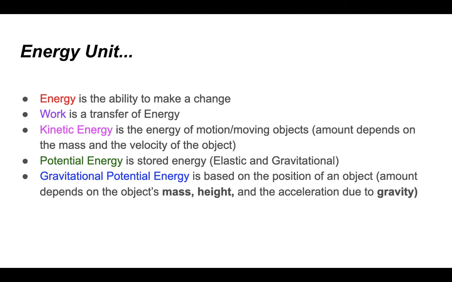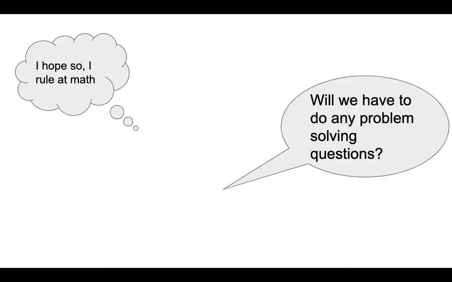And we learned about potential energy. It could be either elastic potential energy, like wound up in a rubber band, or gravitational potential energy. And for gravitational potential energy, we also learned that we have to keep in mind some factors that determine it, namely the mass, the height, and the acceleration due to gravity, wherever that object happens to be.